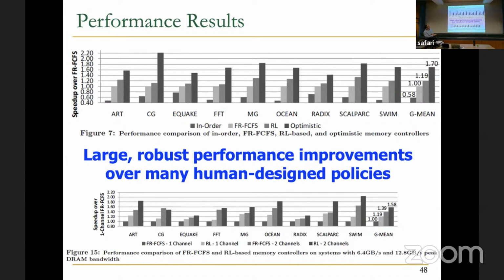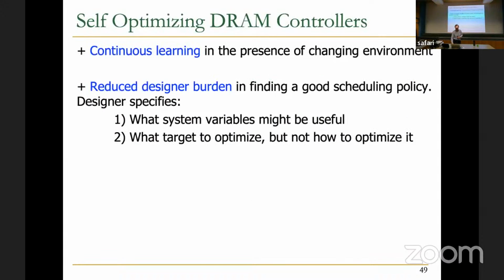This is in order. As I said, in order is bad. This is first come, first serve. And first ready, first come, first serve is significantly higher. And this is self-optimizing memory control. Basically, you get significant performance improvement. And then that's also true for other policies. And also the performance improvements are robust. But I will let you read the paper. I don't want to go into a whole lot of detail on the design.